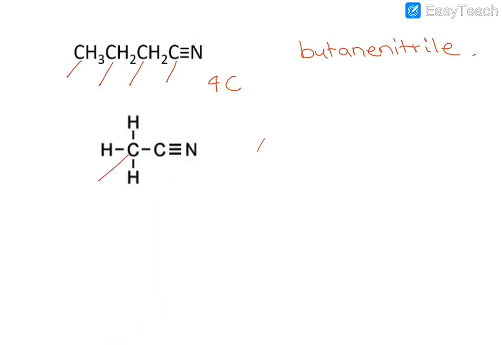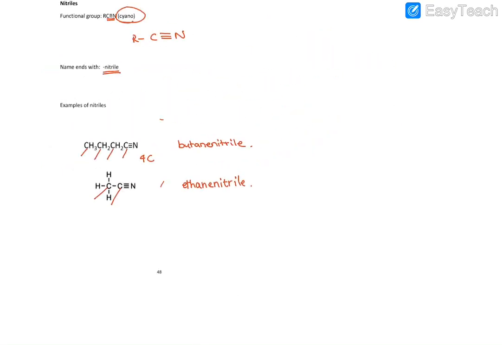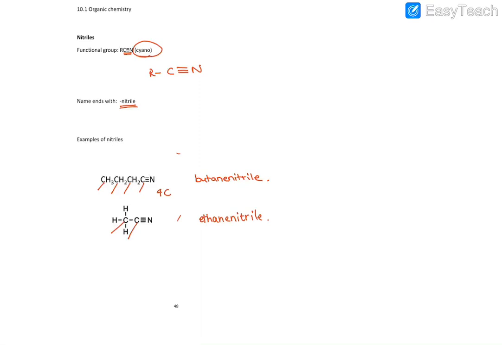And here I have 1, 2 carbons. So this is ethanenitrile. That's it. So you just name the chain attached to it, and then you add nitrile to the name. So with this, we end with all the classes of compounds with all the functional groups.